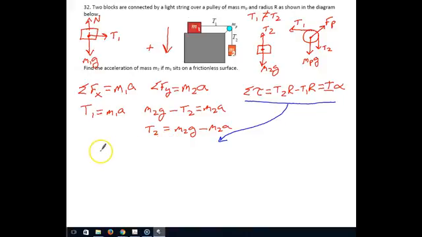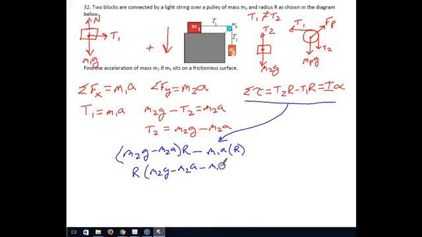So let's start with T2 times R. T2 from what we had here is m2g minus m2a, and then we multiply that times the radius of that pulley. Minus, now we do this term: we have T1, which is m1a, and then we take that times R. If we factor out the R here, we'll have R times m2g minus m2a minus m1a. And then on the other side, we've got I alpha.